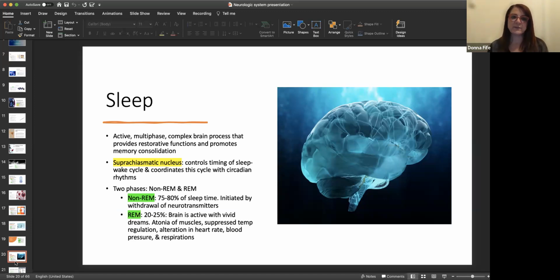Non-REM is about 75 to 80% of our sleep time, and this is initiated by the withdrawal of neurotransmitters. REM is about 20 to 25% of our sleep activity, and the brain is active with vivid dreams whenever we go into REM sleep. We usually only remember them, though, when we wake up during our dreams. There may be atonia of muscles, suppressed temperature regulation, and alterations in heart rate, blood pressure, and respirations in REM sleep.